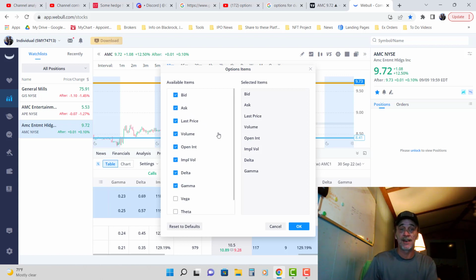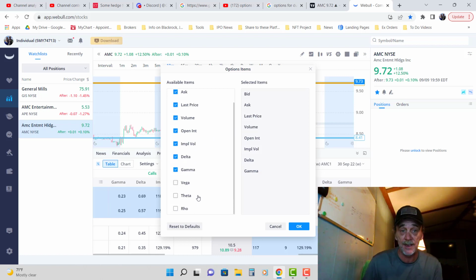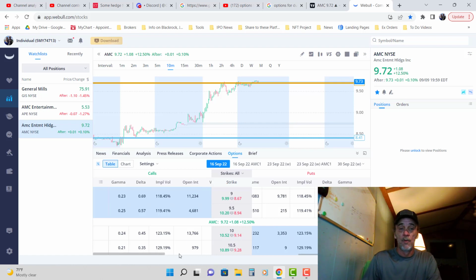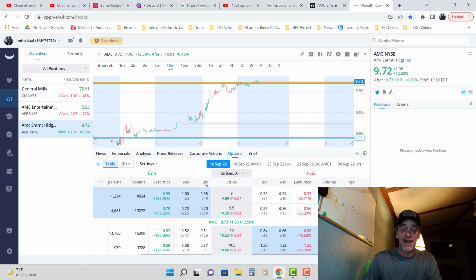The bid, the ask, the last price, the volume, open interest, implied volatility, delta, gamma, vega, theta, and rho. These are called the Greeks. They're very important. Delta means how much the option price will go up in relation to every dollar that the stock price goes up. Gamma is your time. The closer it gets to expiration, the more the option's price will lose money. And so on and so forth. But right now, we're only going to concentrate on what it means by bid and ask.